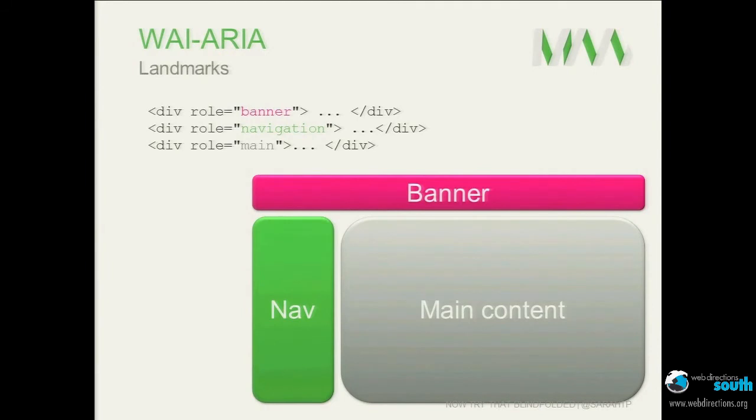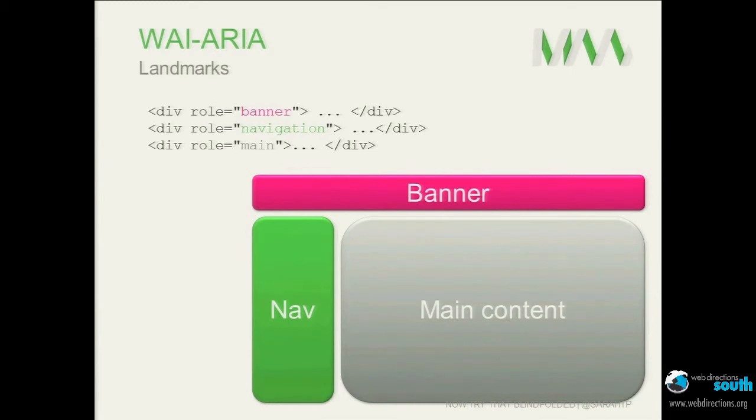Take ARIA landmarks, for example. Landmarks provide us with the ability to describe the structure of a web page in a semantically meaningful way. So, for instance, a logo and a tagline might be given the role of banner, while the main navigation is given the role navigation and the content area is given the role main to designate that's where you'll find the main content on a website.